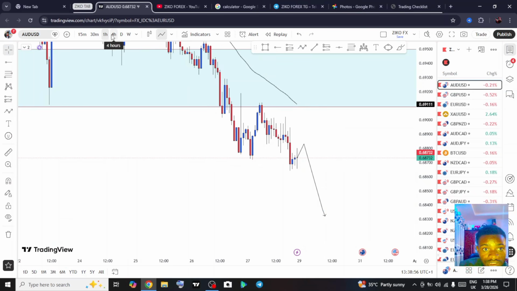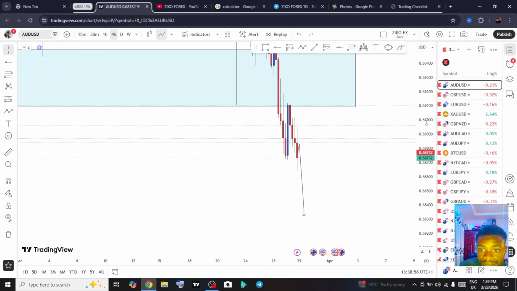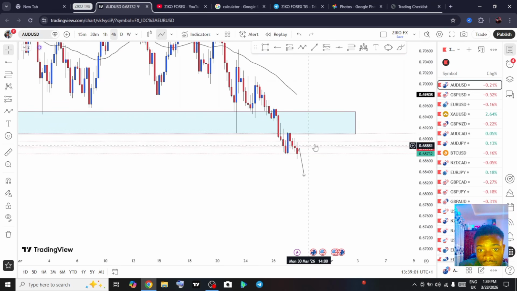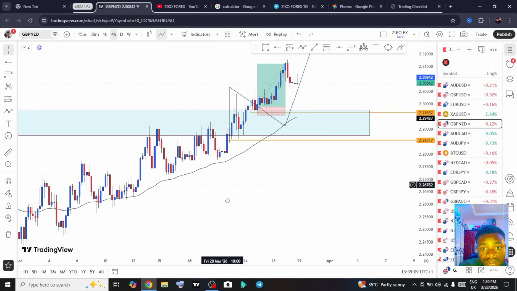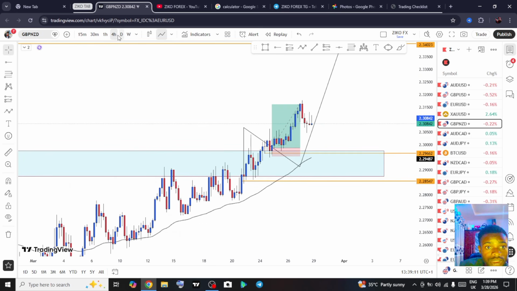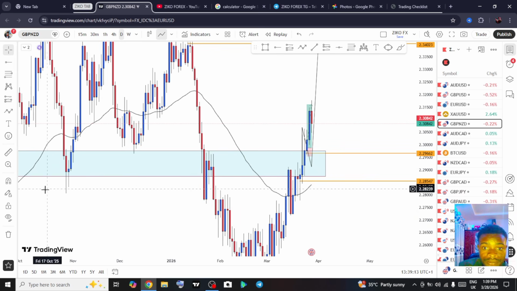So let me see the 4 hour again for the last time. Okay, so yes, that's what we'll be doing on AUD USD. GBP NZD is the next pair. Let's see what we have there. On GBP NZD, we'll delete everything that we have on our charts.